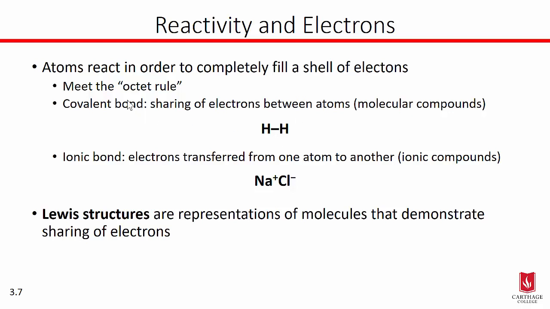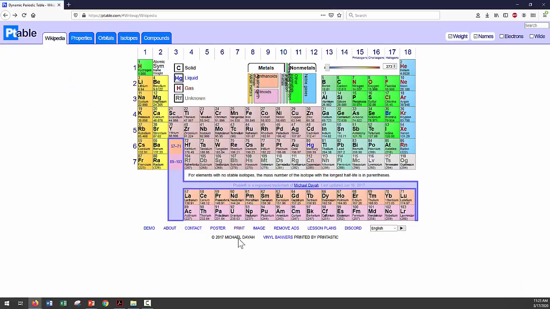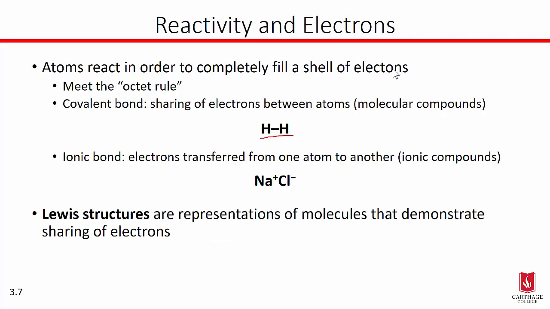One thing I should note here is that there is an exception to the octet rule. There's actually a number of exceptions, but the most important one for us in this class is that hydrogen atoms only need to have 2 electrons to be happy, to have a completely filled shell. And if you look at the periodic table, it sort of makes sense. It wants to be like this helium over here. It just needs to have 2 electrons in its outermost shell to fill it. So covalent bonds, sharing of electrons between atoms, that's one way of meeting the octet rule.